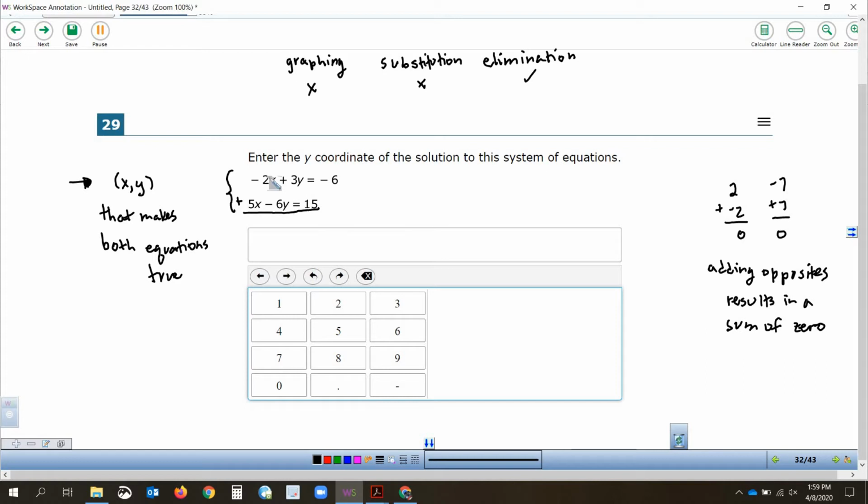So I want to look here and say, can I create a pair of opposites? Well, what's the coefficient in front of the x? It's negative 2. What's the coefficient in front of the second x? I'm sorry, the coefficient in front of the first x is -2. The coefficient in front of the next x is 5. If I add -2 to 5, do I get 0? No. They are not opposites.